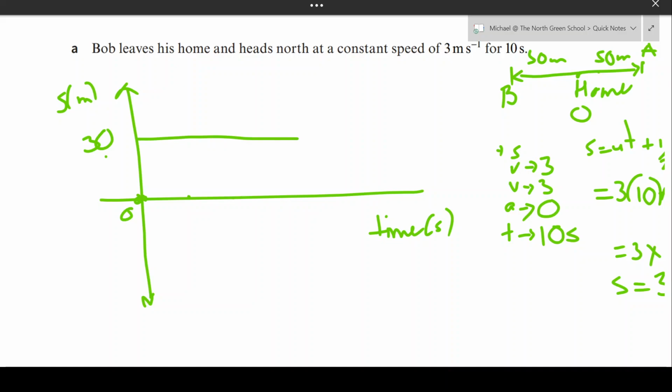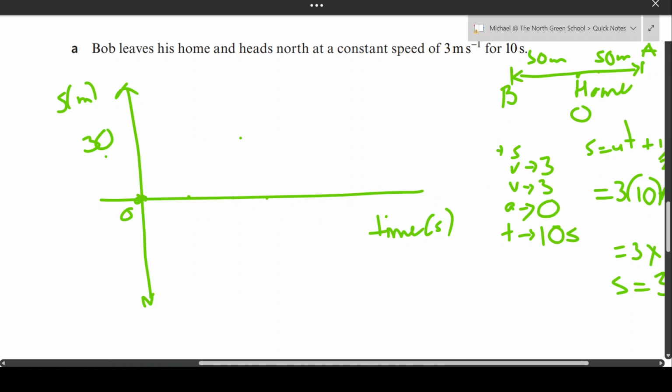Time 10, 30 meters away from home. Time 20, 30 meters away from home. The whole time he's 30 meters away from home. That just means he's not moving at all. His speed is 0. So how do we represent this?